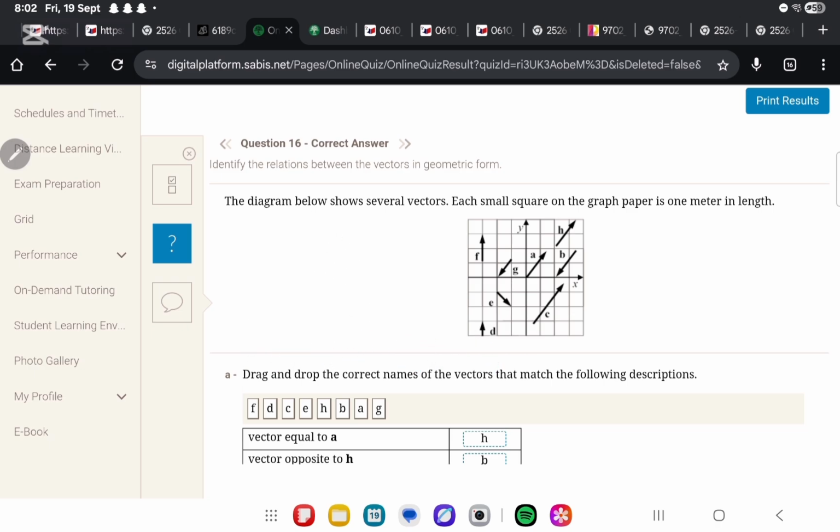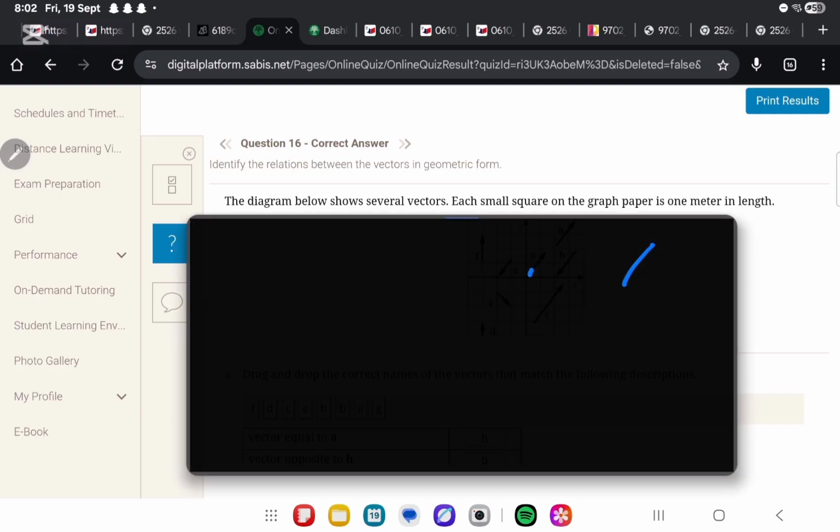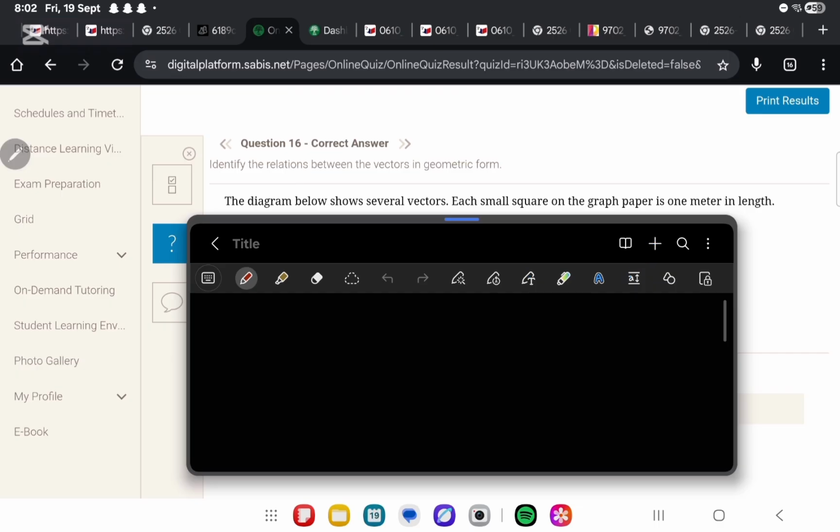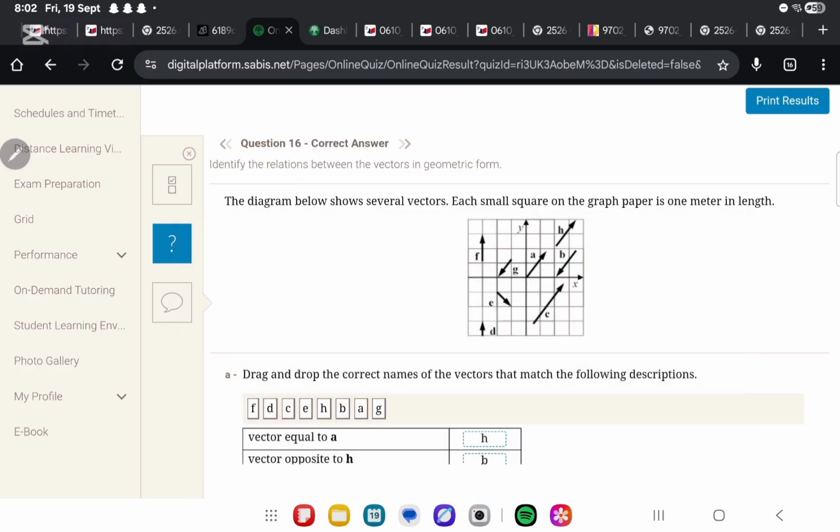So they want A and something else. So A is this, right? A is like this, right? So then the opposite of it is going to be something like this, right? What is this direction? What vector do I have on the given graph?